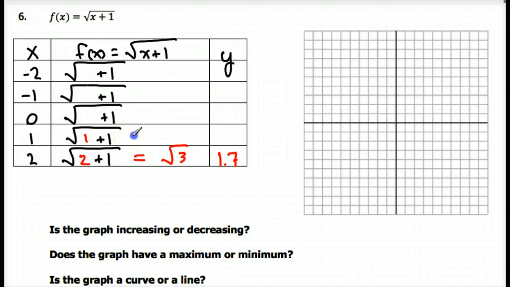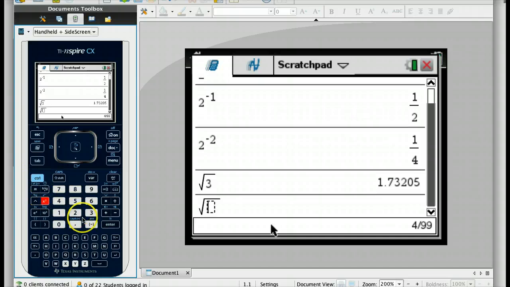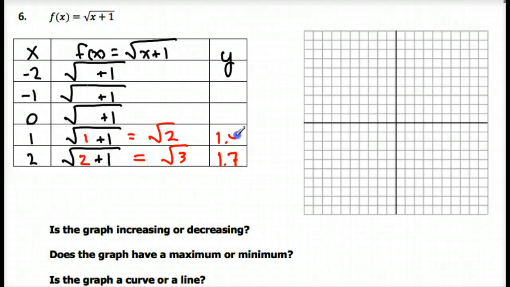Same thing when you plug in a 1. 1 plus 1 is 2. The square root of 2, that would be irrational, so we're going to have to approximate that again. Square root of 2, you get about 1.4. Okay, which is right here. Then we plug in a 0. This one's nice. 0 plus 1 is 1. The square root of 1 is also 1. Then I plug in a -1. -1 plus 1 is 0. The square root of 0 is 0.